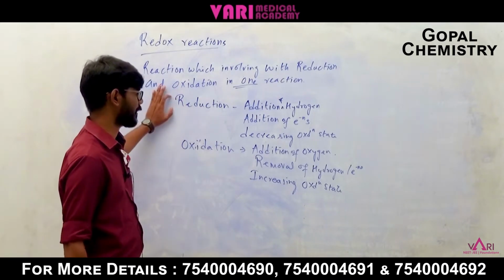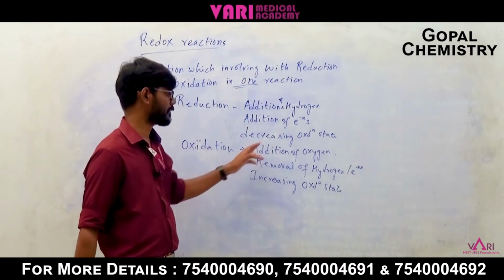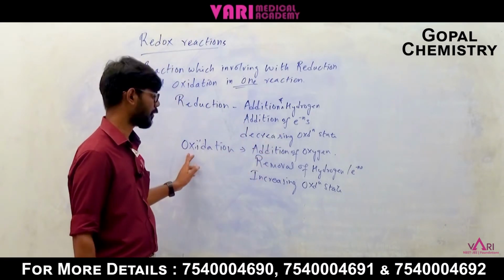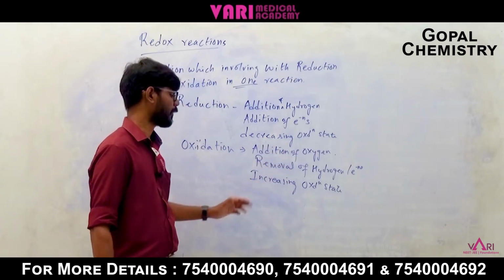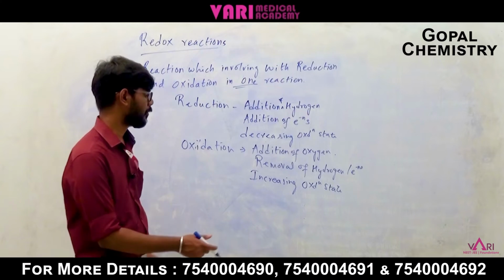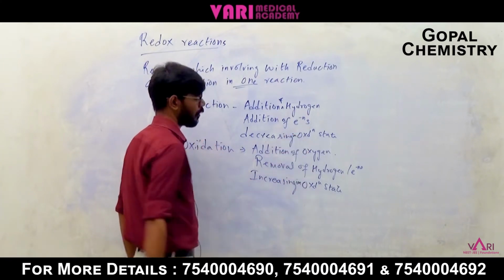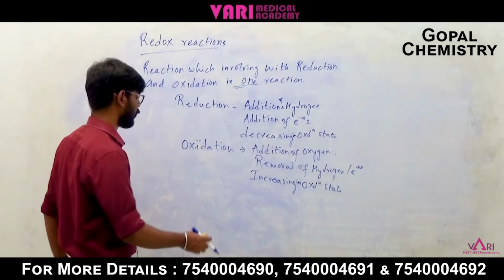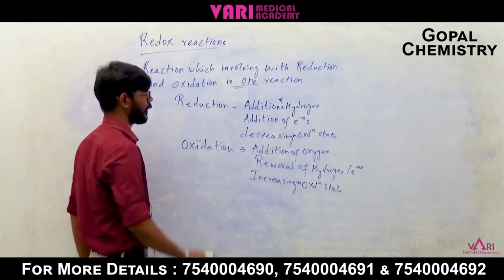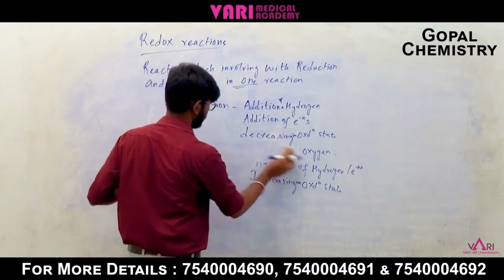So reduction is nothing but addition of hydrogen, addition of electrons and decrease in oxidation state. Oxidation is nothing but addition of oxygen, removal of hydrogen, in other words increase in oxidation state, and reduction is decrease in oxidation state. Okay, so this is reduction and oxidation. Next we are going to talk about redox reactions.